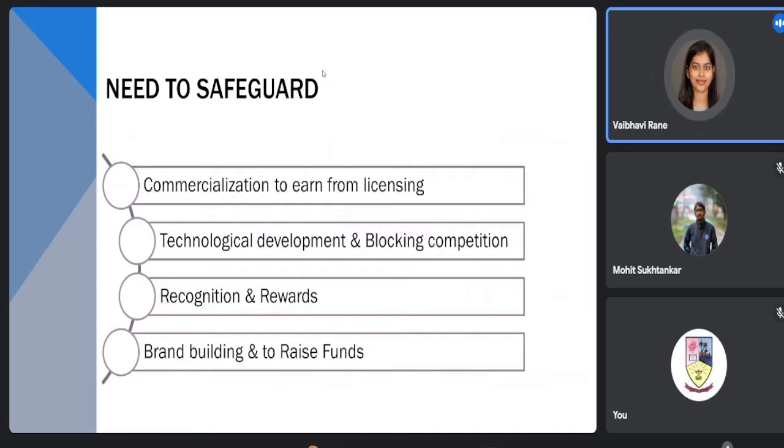Or if you want investments, the investors see that, okay, this person is serious about his or her startup. The person is protecting his or her intellectual property, which indicates that, yes, our investment here would be safer. So you can easily raise more funds if you safeguard your idea or your intellectual property. Now, these are the four reasons why you must safeguard your intellectual property, your idea, as soon as you come up with it.